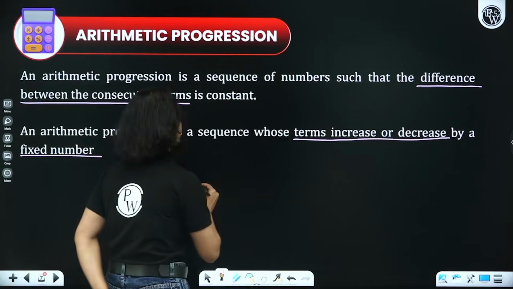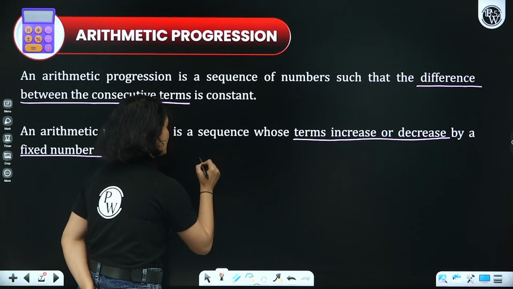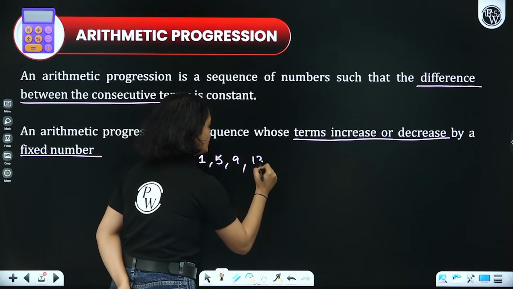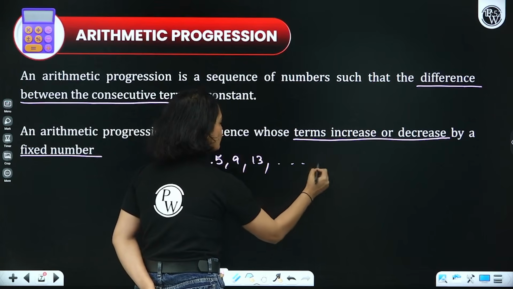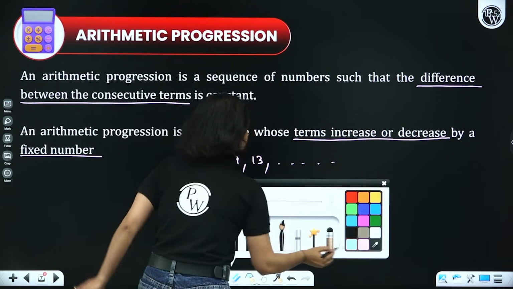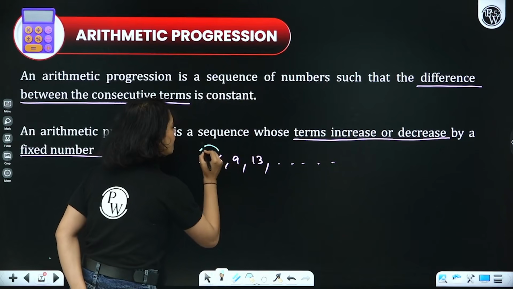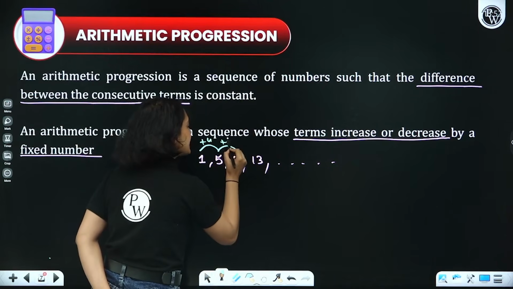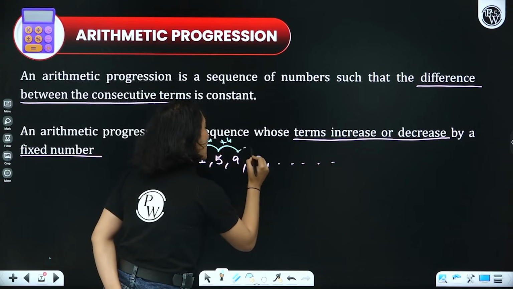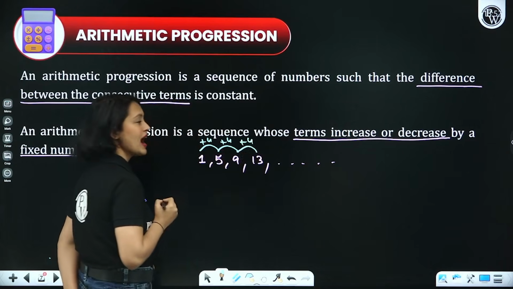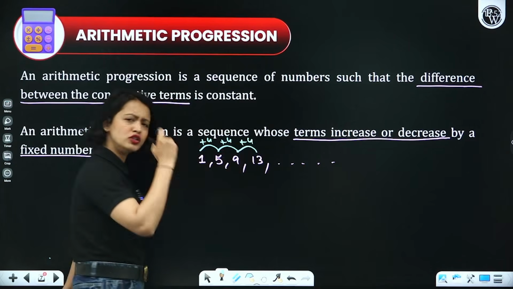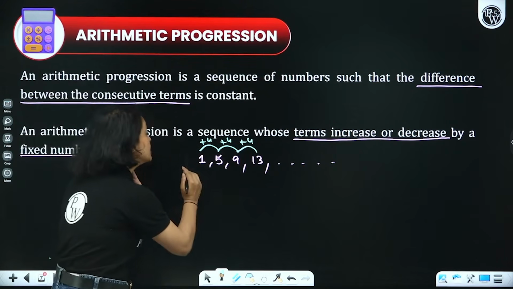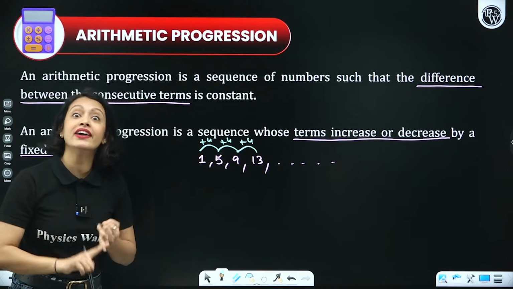For example, let's suppose I'm writing 1, 5, 9, 13 and so on and so forth. So here you can see that if I add 4 with the first number, I get 5. Now again, if I add 4 with the second number, I get 9. If I add 4 with the third number, I get 13 and so on and so forth. So here what is happening, guys? The terms are increasing by a fixed number.